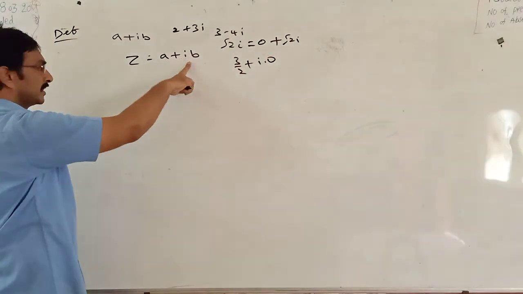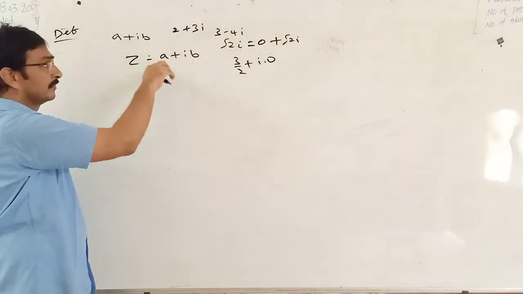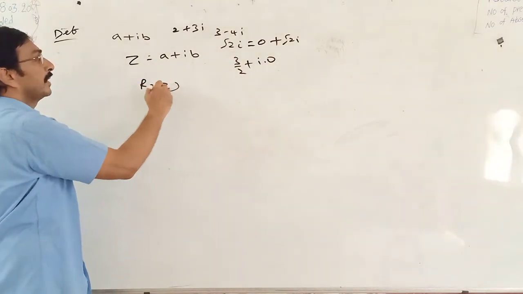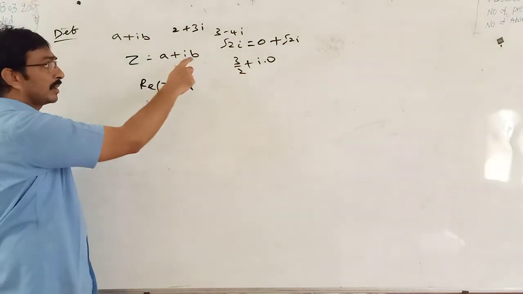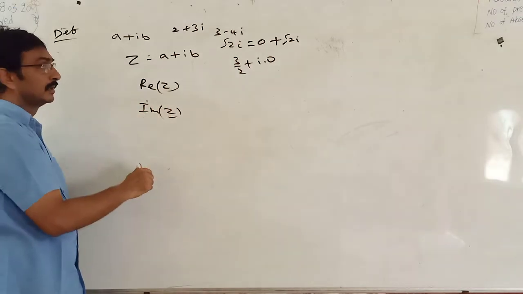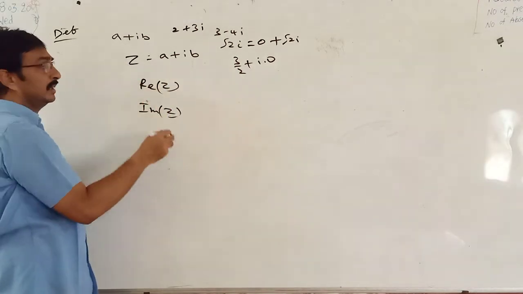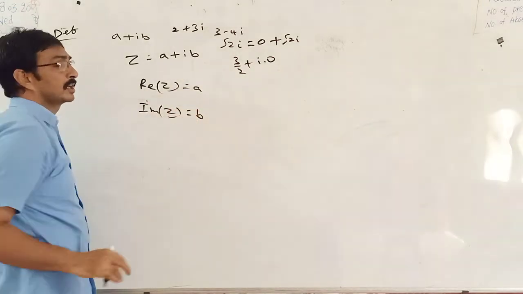So, complex numbers are denoted by Z. In this one, A is called the real part, denoted by Re(Z). B is called the imaginary part of Z, denoted by Im(Z). So, if Z is A plus iB, then the real part of Z equals A, and the imaginary part of Z equals B.